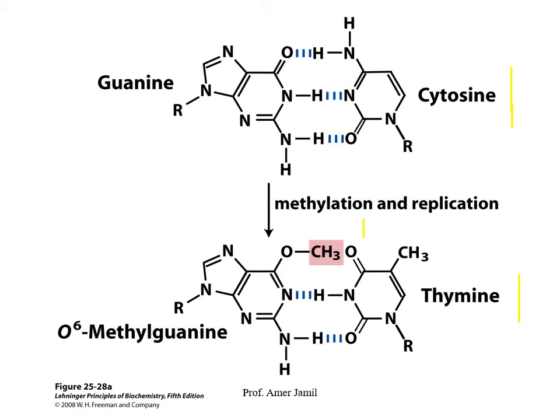So when DNA replication takes place, this O6 methyl guanine will introduce thymine in the daughter strand rather than cytosine. So there will be a GT pair, and in the next round of replication this T will accommodate A. So it is altogether changed from GC to AT.